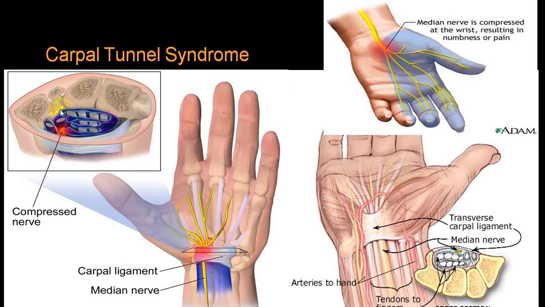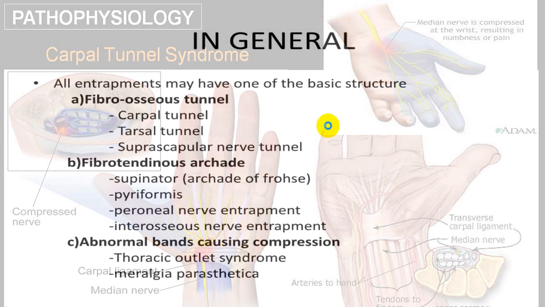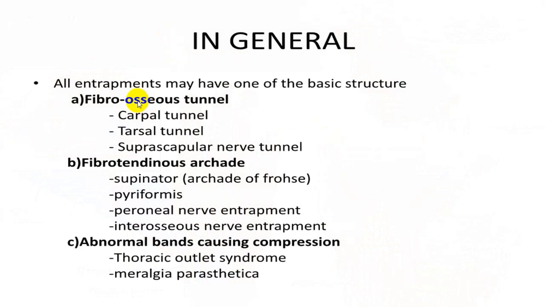This is a small tunnel. This is a bony portion and this is a ligament, the carpal ligament. And if we get a compression in that particular tunnel, it is labeled as carpal tunnel. And it can be fibroosseous compression or maybe because of edema or because of a space occupying lesion, etc. In general, any entrapment can be fibroosseous, fibrotendinous, or an abnormal band can produce compression.